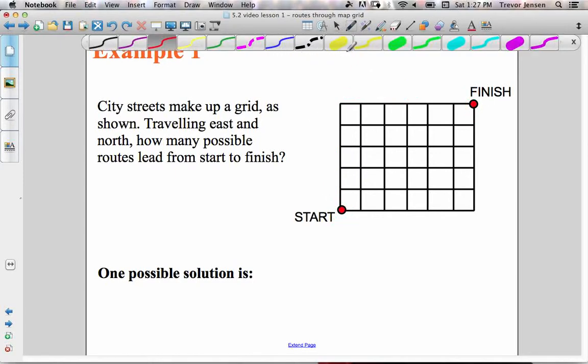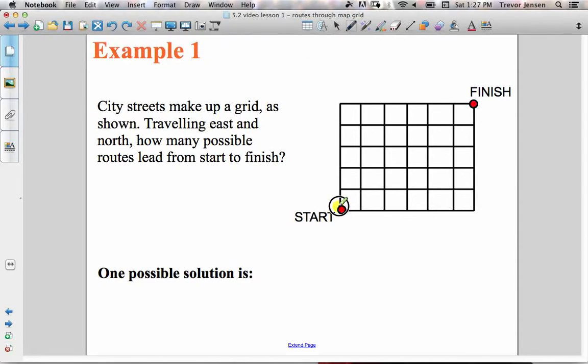Well, let's look at one possible route from start to finish, just so you can understand what I'm talking about. To get from start to finish, moving only north and east, one possible route could be go north, then at that intersection go east, then north, then east, then east, then north, then north, then east, then north, then east, then east. Oops. It made the line go straight automatically there. Let me try and redo this. So north, east, north, east, north, east, east, north, east, north, east.